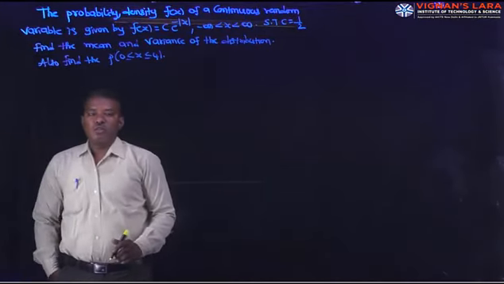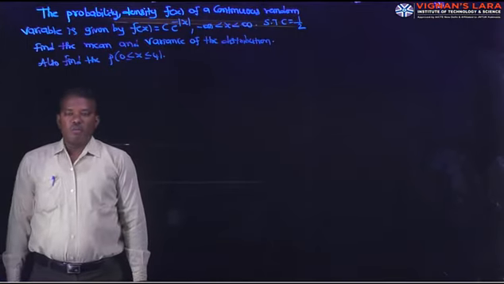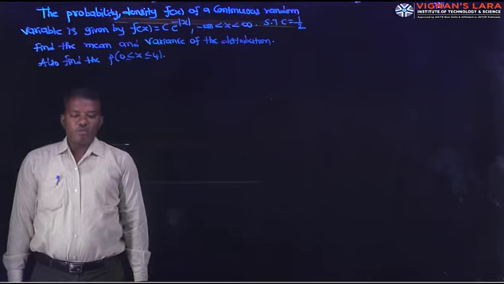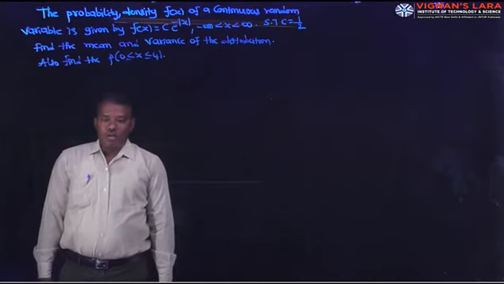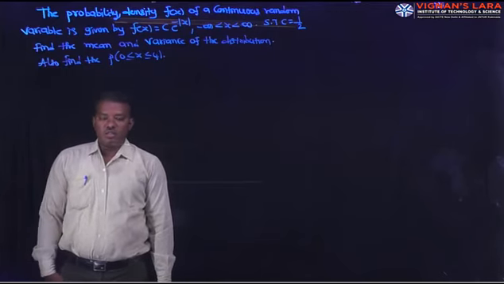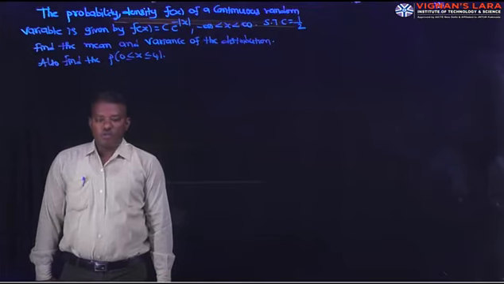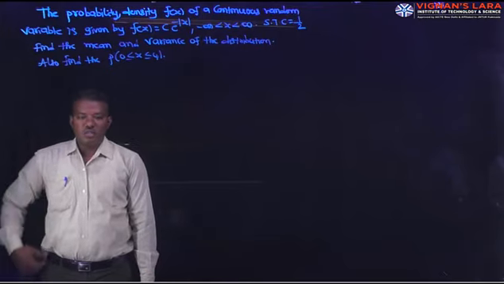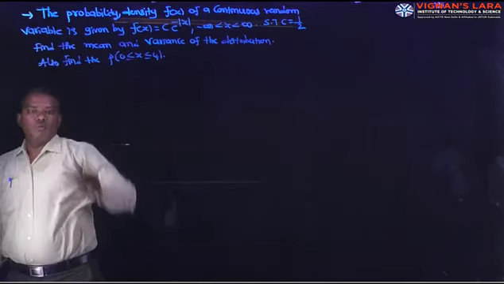Good morning, students. Today I am going to explain the miscellaneous problems on continuous probability distribution. In last class we discussed the continuous probability distribution, its definition, properties, and a few problems on continuous probability distribution. All are discussed in last class. Now I am going to explain the miscellaneous problems.